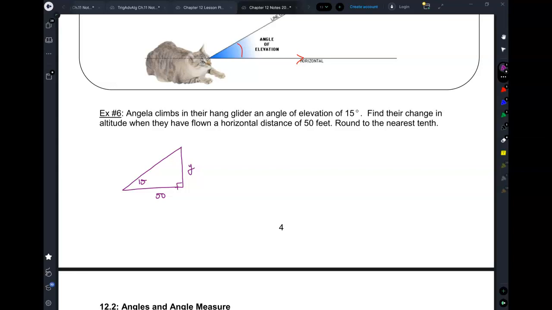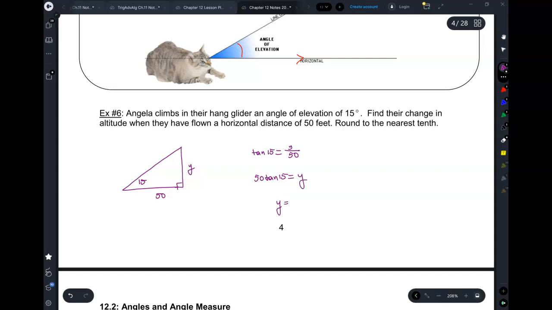So look at that. All of a sudden, it's SOHCAHTOA all over again. So I've got opposite and adjacent, and this is what? Tangent of 15 equals what over what? Y over 50. Right, so multiply both sides by 50. So y is 13.4. So your answer should be 13.4 feet.